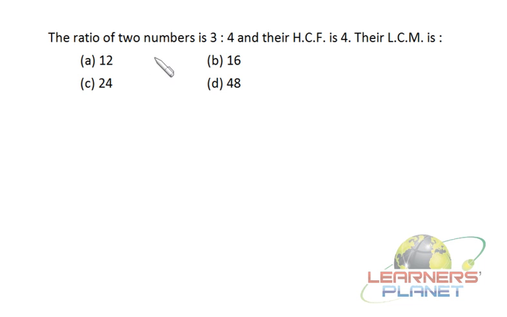Now, the ratio of two numbers is 3 is to 4 and their HCF is 4. We have to find out their LCM. Now, if HCF is 4, definitely the numbers are 4 into 3, that is 12, and 4 into 4, 16. Then only the ratio will be 3 is to 4.